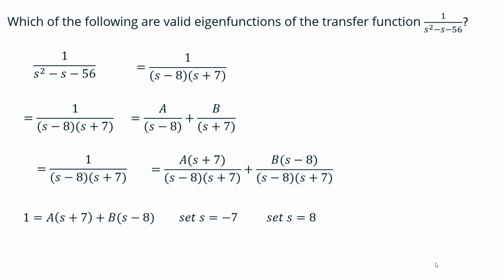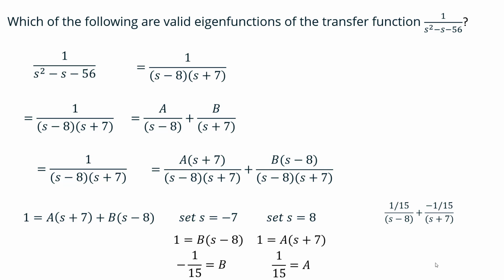And then you can deliberately set s to be a value that knocks out A or B, and then you reduce it to one equation, one unknown. So anyway, B is 1 over negative 15 and A is 1 over 15. Then you have it in a form where you can do the inverse Laplace transform, which gives just those two exponential functions, right? Any questions?